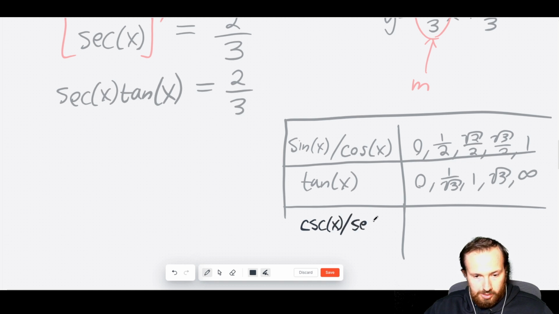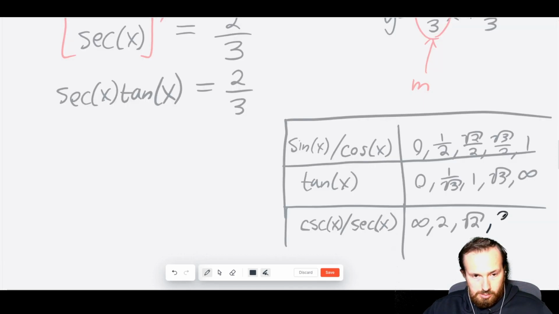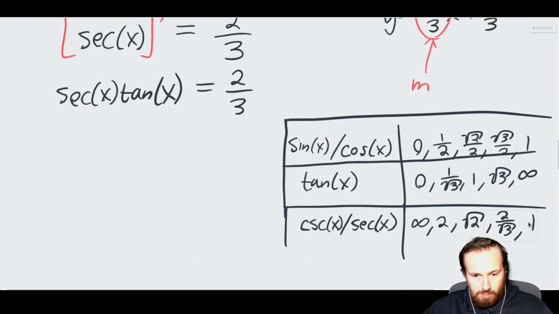And again, these are really just the specific values on the unit circle that we tend to remember. So like at 0, that would be infinity, hopefully it makes sense. And then here, that would be 2. Here would be, hopefully it makes sense, radical 2. Because if I do 2 divided by radical 2 and I rationalize that denominator, I would just get radical 2. This one is 2 over radical 3, and then this one's just 1. So these are typically the values that we remember for secant and cosecant.